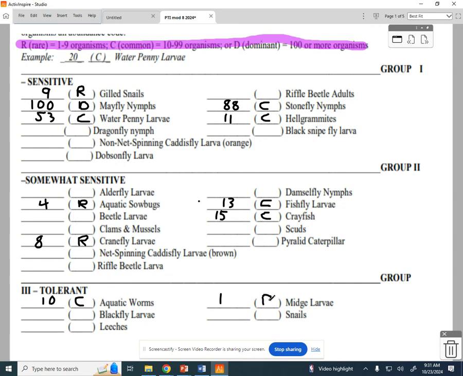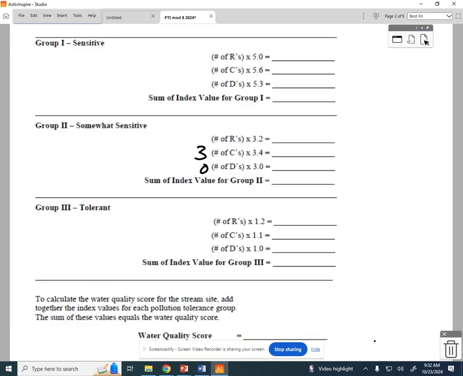So these values of rare, common, and dominant are provided to us. Now the organisms we did not see, you just ignore them. They didn't exist in this sample. The next thing we have to do is use these rare, common, and dominant designations to do some math to determine the score that we're trying to calculate.